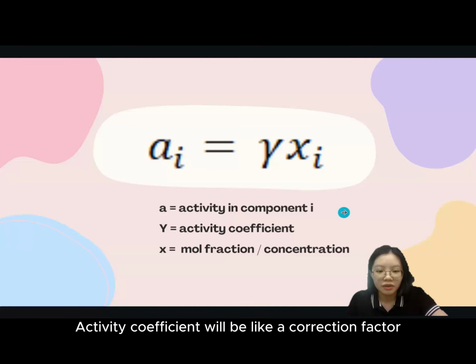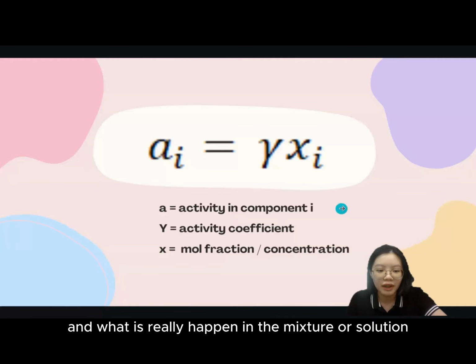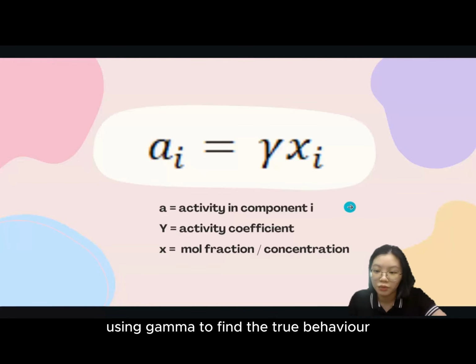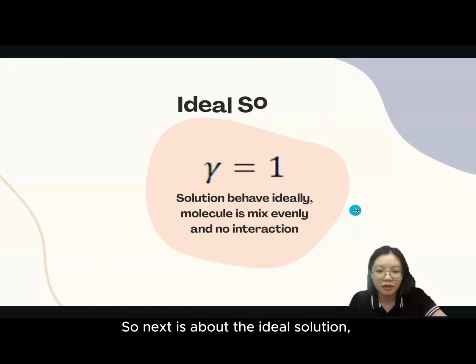The activity coefficient is like a correction factor that lets us know the actual behavior, what is really happening in the mixture or solution, by adjusting the concentration of the substance using gamma to find the true behavior. So next is the ideal solution.